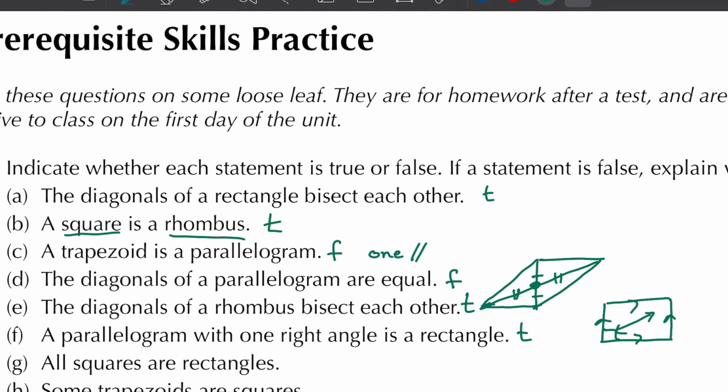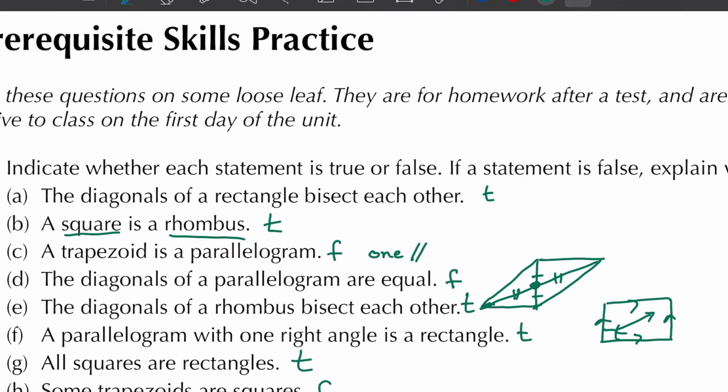G, all squares are rectangles. That is true. All squares are rectangles. Letter H, some trapezoids are squares. That is false. Squares always have two pairs of parallel sides. Trapezoids always have one pair of parallel sides.